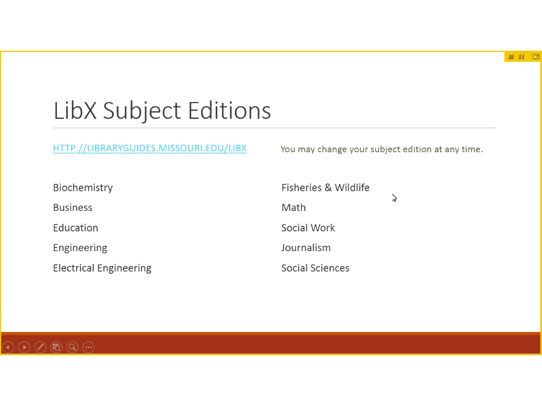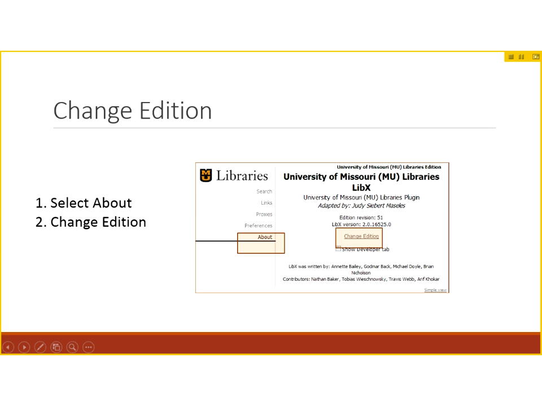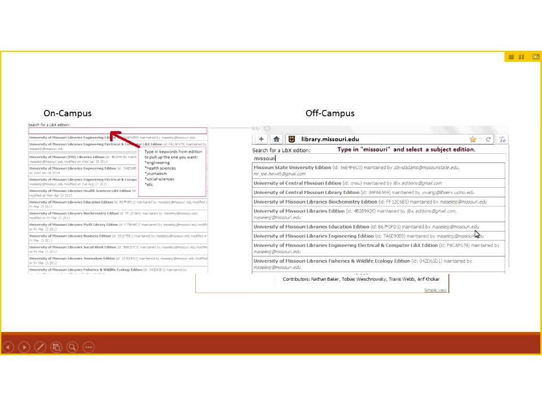So here are the subject areas, biochemistry, as I said, business, as you can see them all. If anybody wants a LibX toolbar for this subject and you don't see it here, I can attempt to make a new one. And I showed you how to change your subject area here in changing the edition. And we've seen this, so I'll scoot.